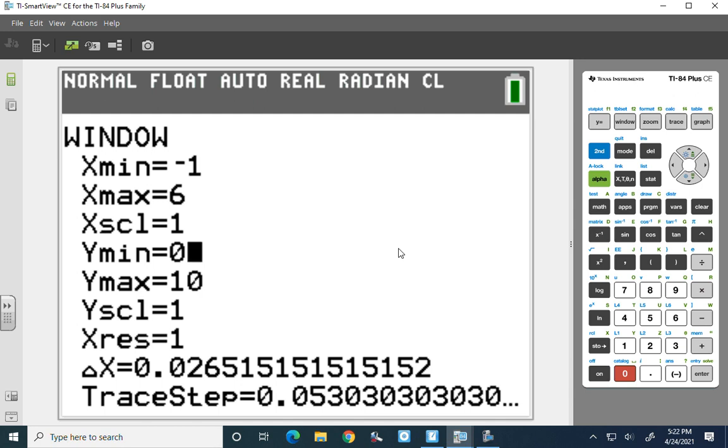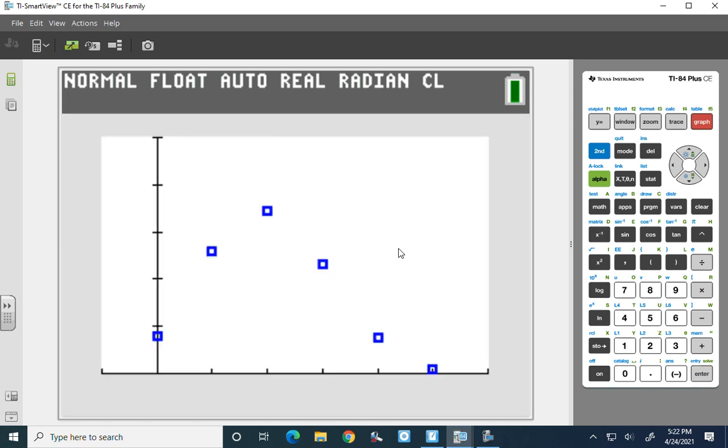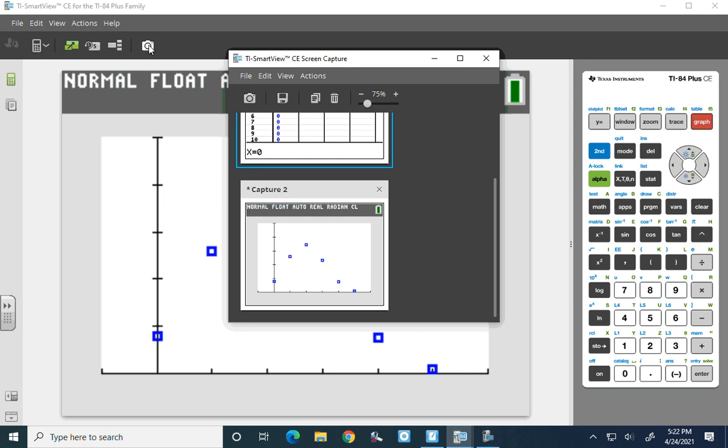I just looked at the table of data. The biggest one was the 0.34 something, right? So I can sketch this, say, from 0 to 0.5, which is probably a decent window to sketch this in. And when I graph this, there is my probability, the graph of my probability distribution. In fact, let's grab a picture of that.